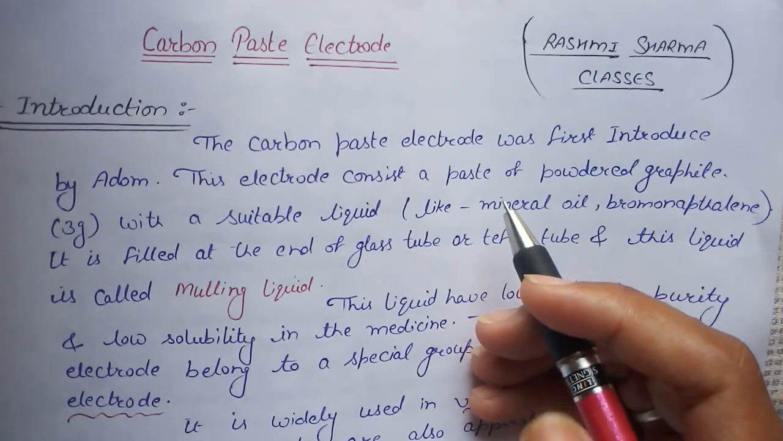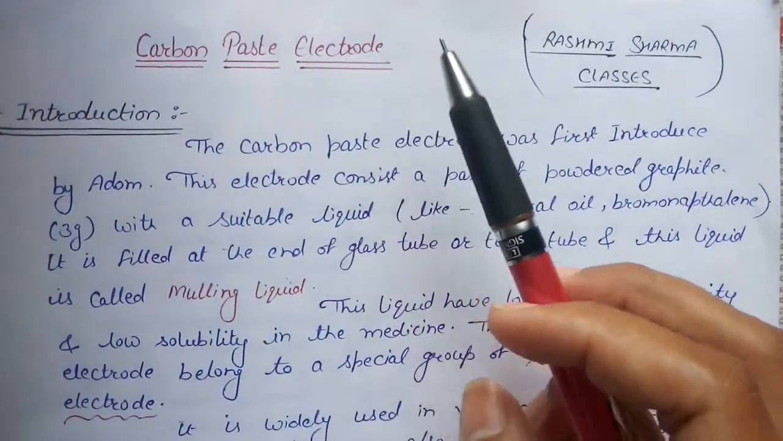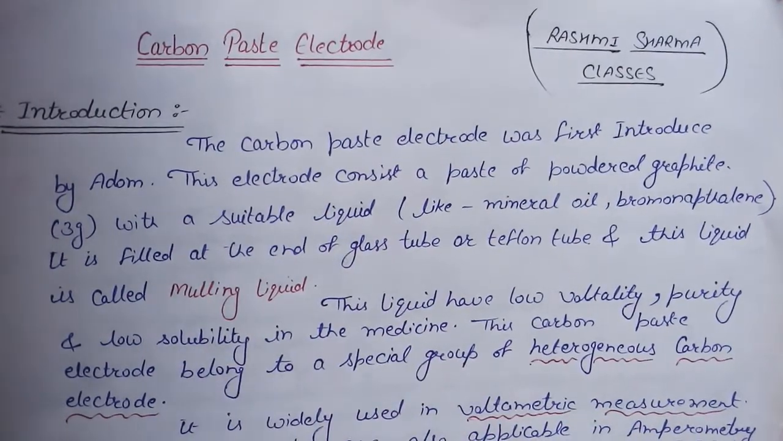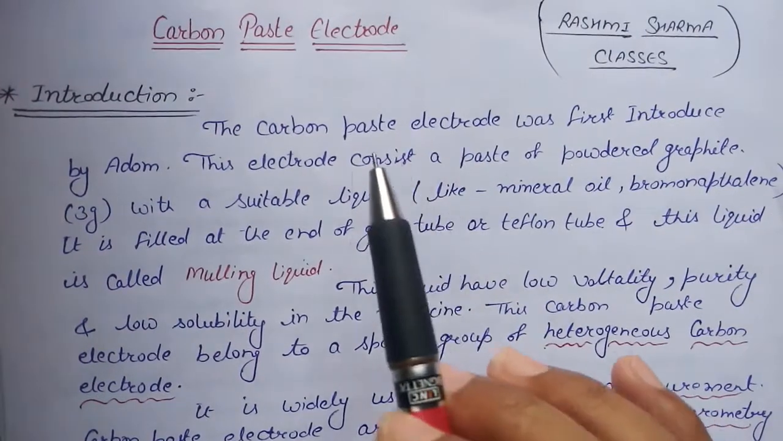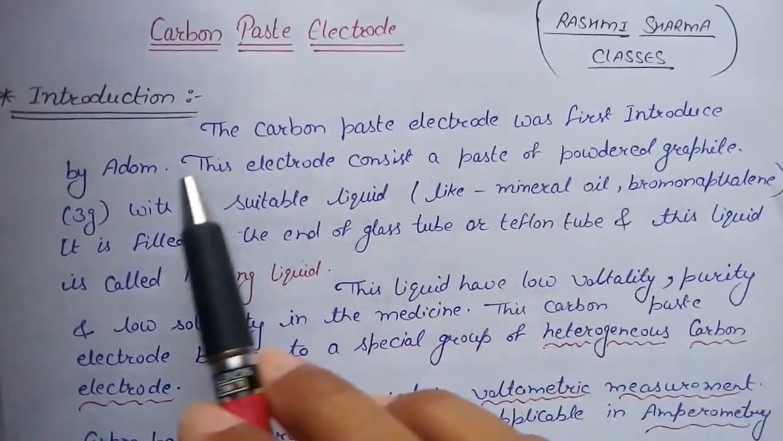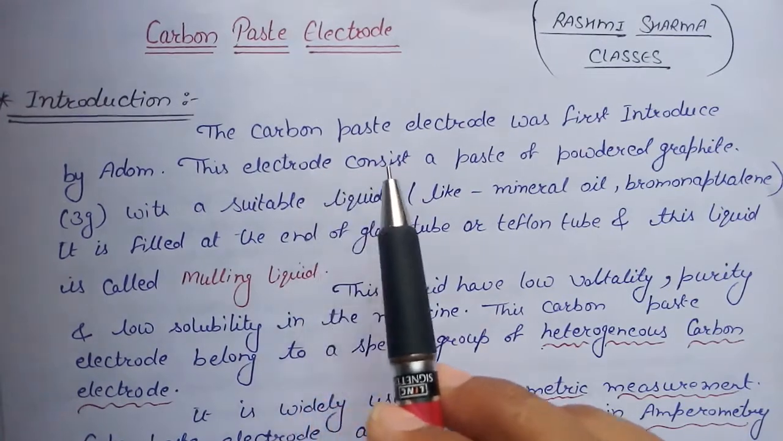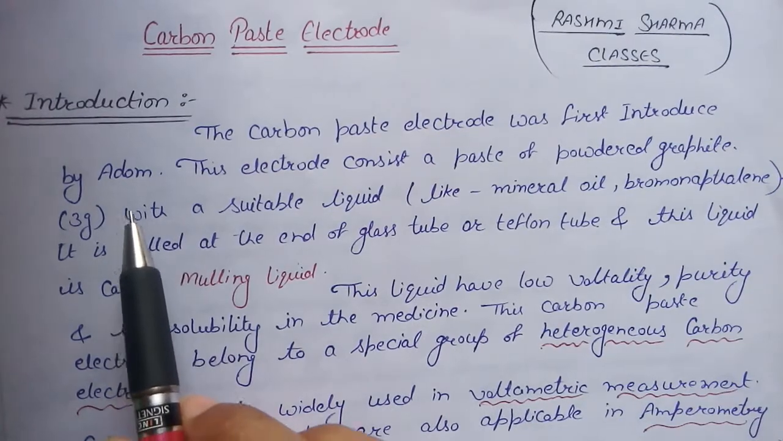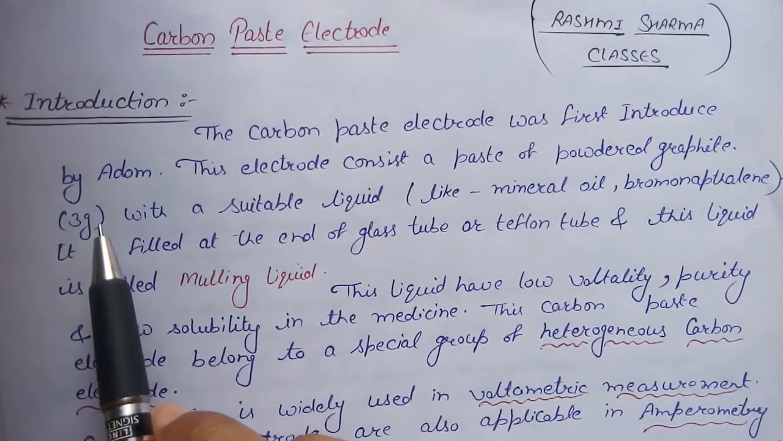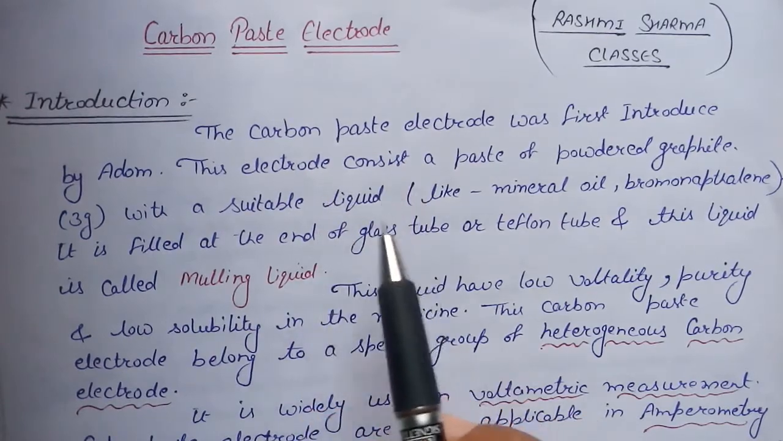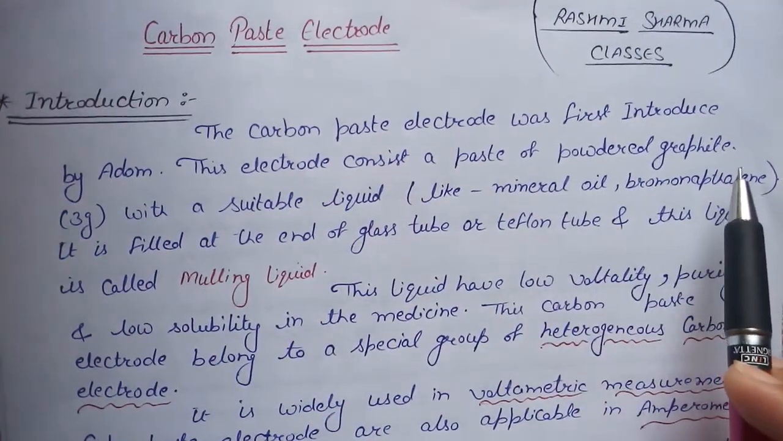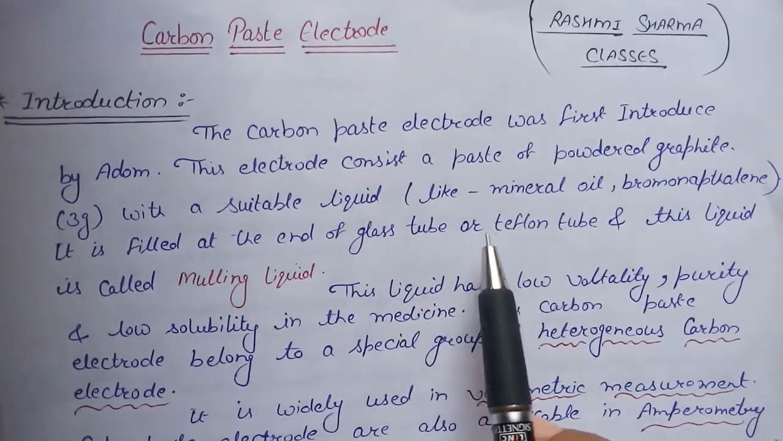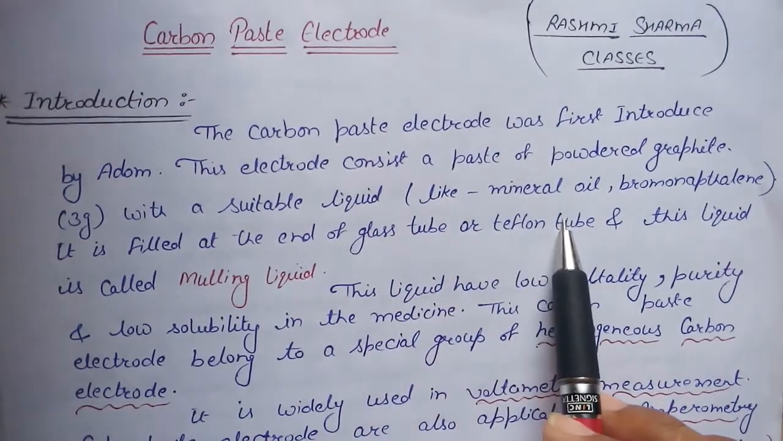A new topic in polarography is the carbon paste electrode. It is generally used in practicals, so let's discuss it. Firstly, its introduction. The carbon paste electrode was first introduced by Adams. This electrode consists of a paste of powdered graphite, say 3 gram of graphite powder, with a suitable liquid, which may be mineral oil or bromonaphthalene. It is filled at the end of a glass tube or Teflon tube. You can use either.